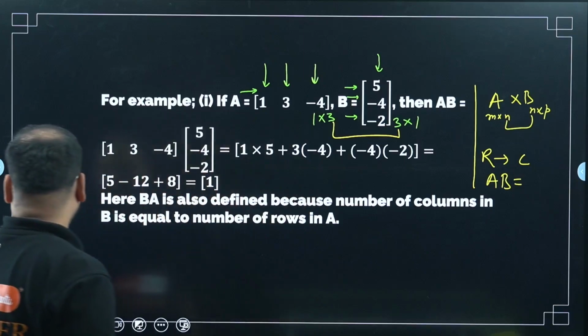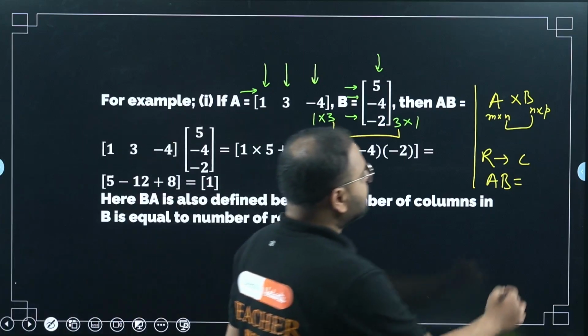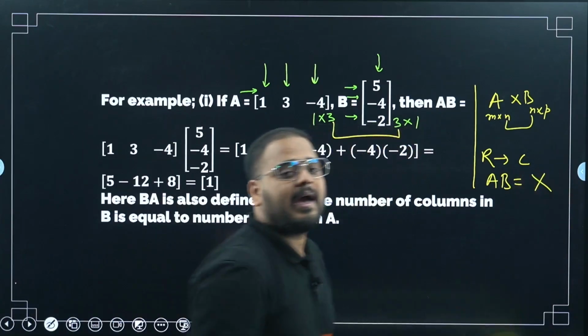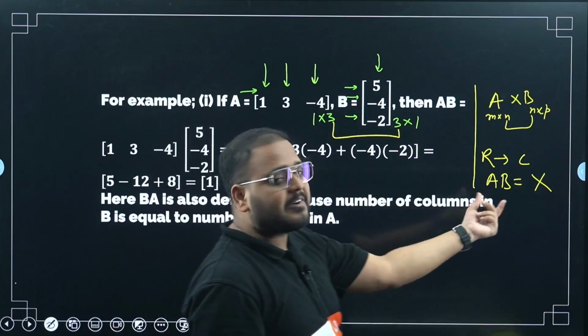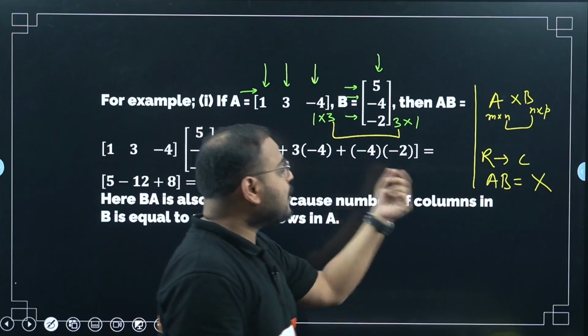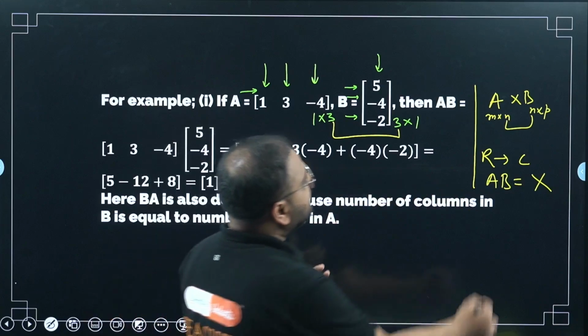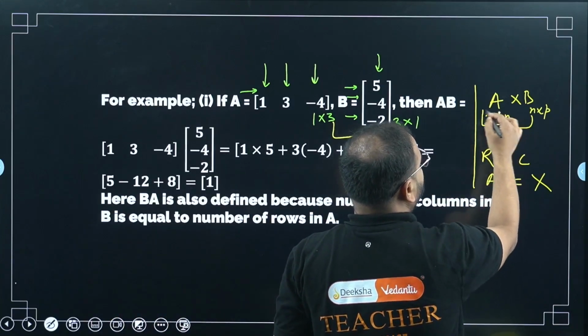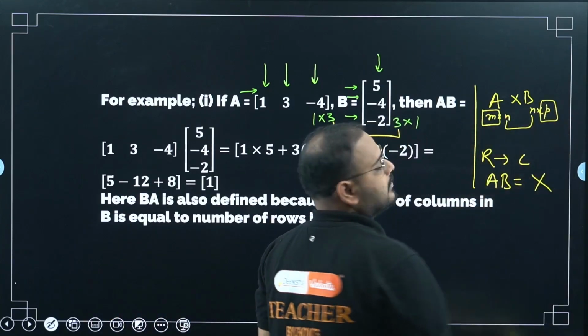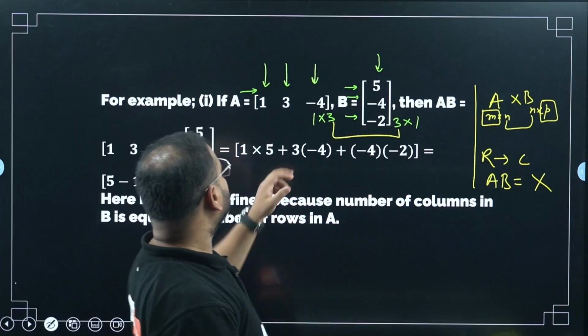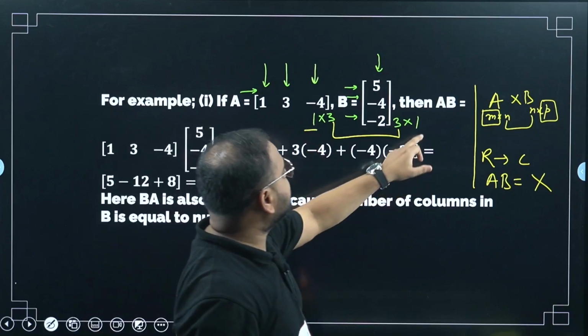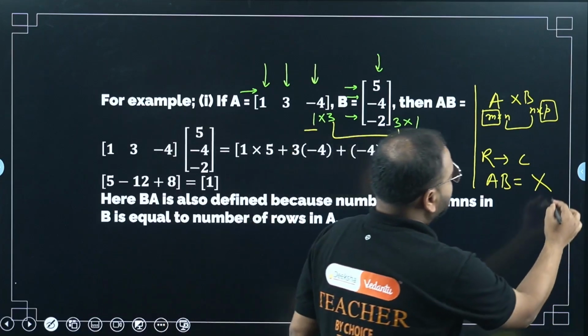Let's say after multiplying matrix A and B, the result is equal to matrix X. Now I'm asking you, what is the order of the matrix X? So what did I say? Club M and P together, neglecting A. So what is M here? M is 1, sir. And what is P here? 1, sir.